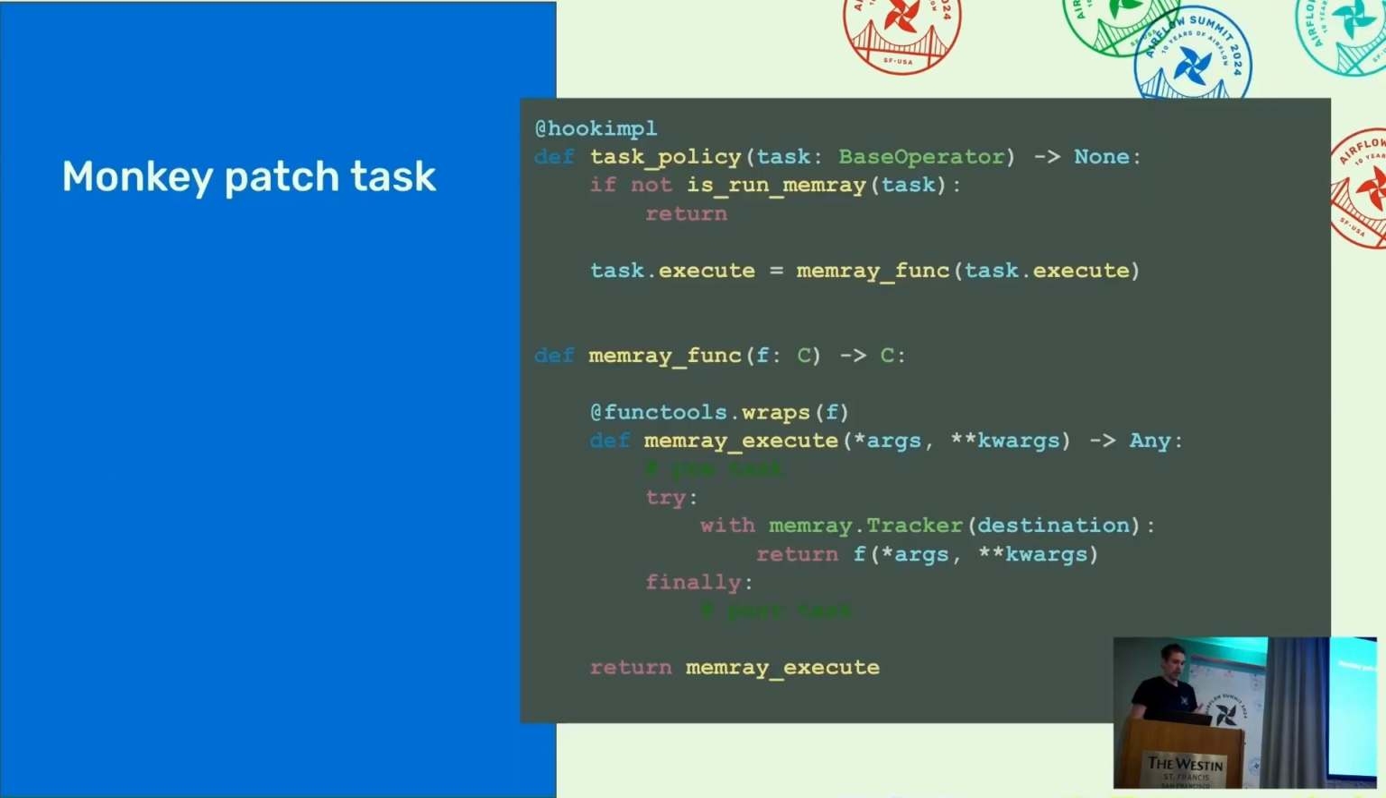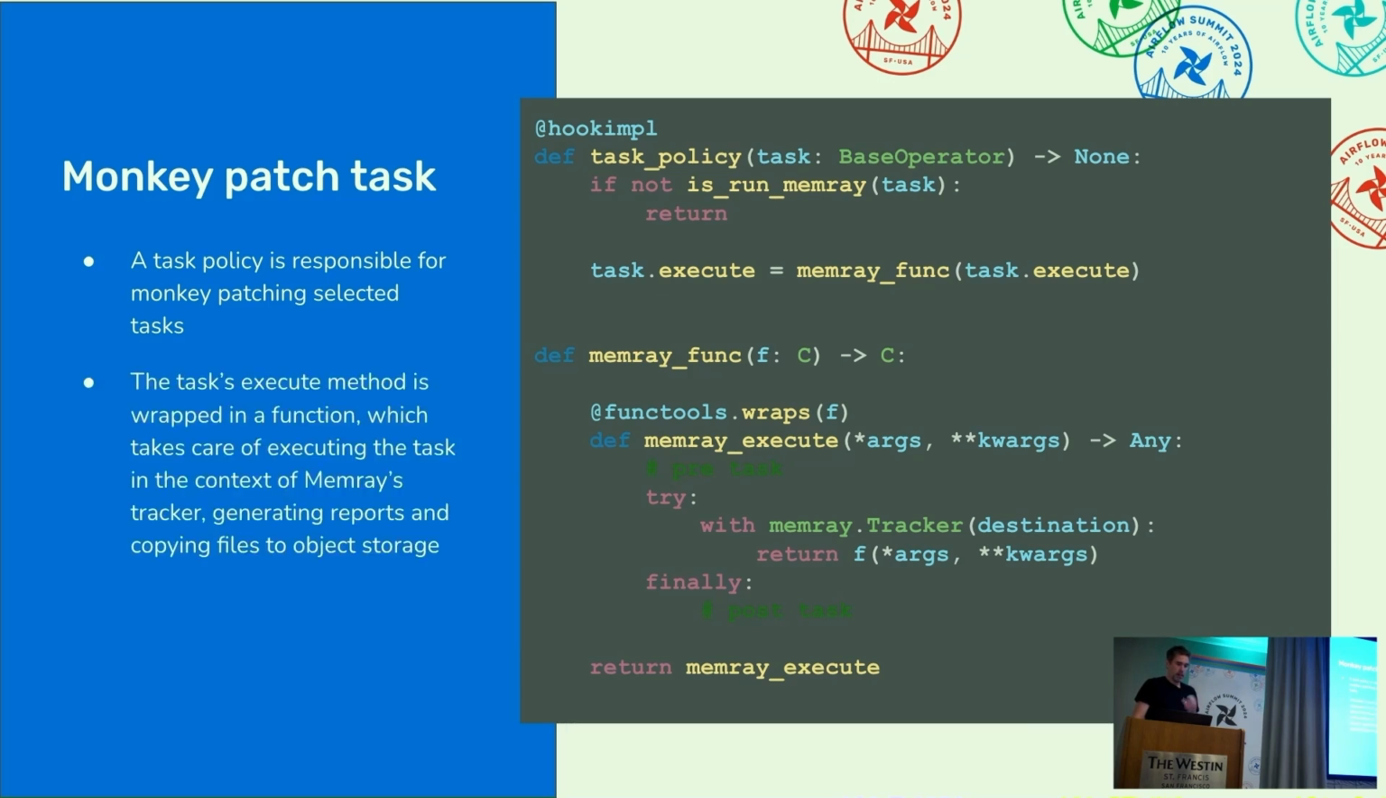First, we need to monkey patch the task. We have this task policy, which basically runs a check for the particular task if we should profile it or not. This can be a static configuration. You could also evaluate parameters or whatever. There's a lot of flexibility. And if we profile, we just wrap the execute method in a wrapper, and that wrapper basically takes care of running the function in Memray and then generating reports and uploading to a remote backend.